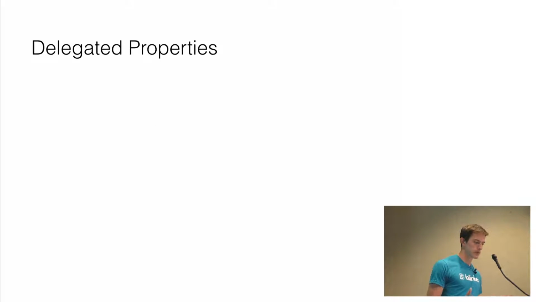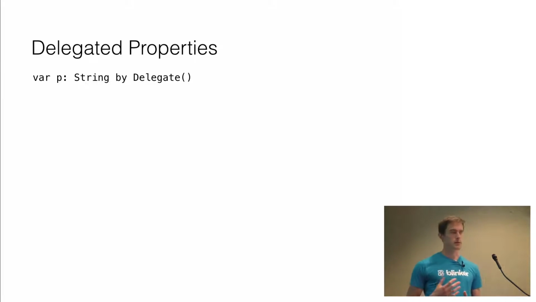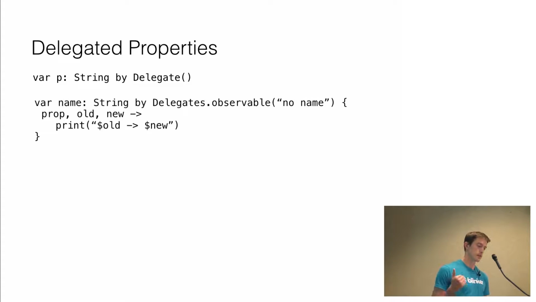Another small feature, but pretty nice once you get used to it, is the delegated properties. You can assign someone else to be responsible for setting the values. So this would be the basic syntax. And Kotlin provides some real basic delegates that you can use right out of the box, like the observable. And this is not related to Rx at all. This just happens to be what they called it.